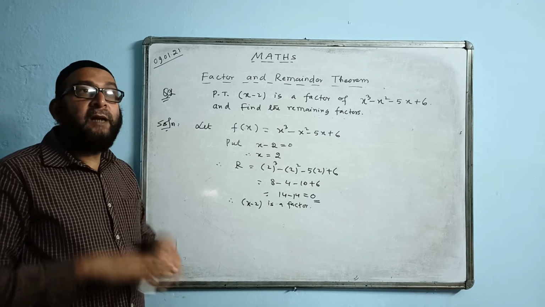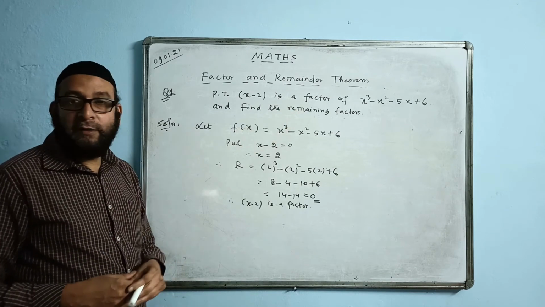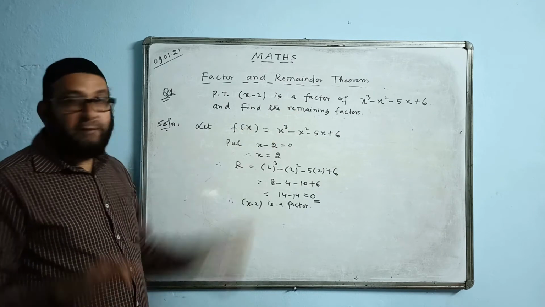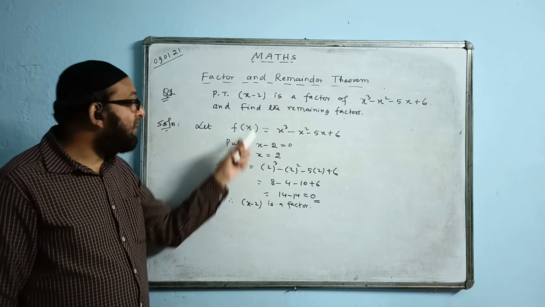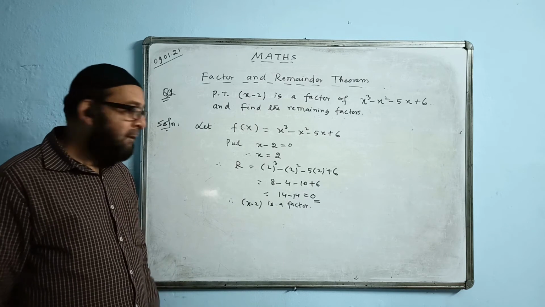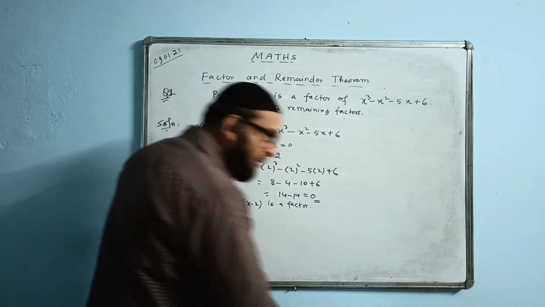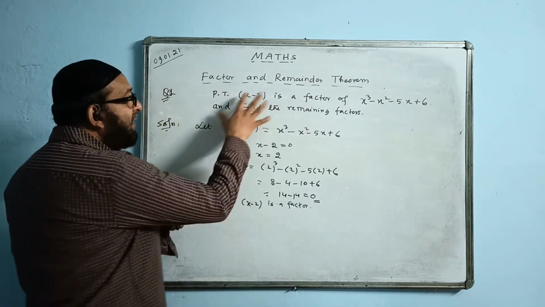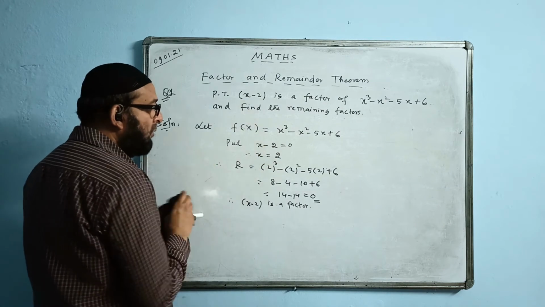Now, how to find the other factors? How to find the remaining factors? When the power is cubed, it will have 3 factors altogether. So one factor is already given to prove, and we must find 2 more. How to find 2 more factors? To find 2 more factors, we have to divide the expression by this x minus 2.